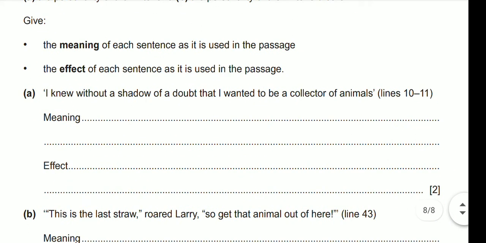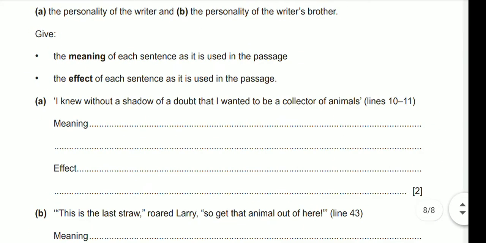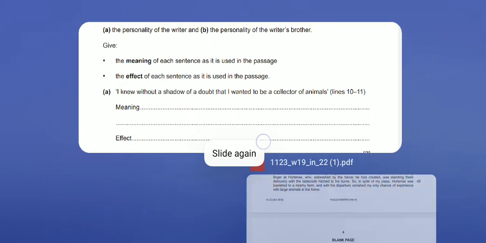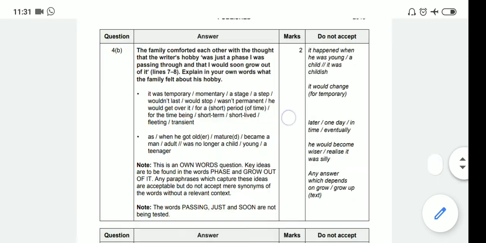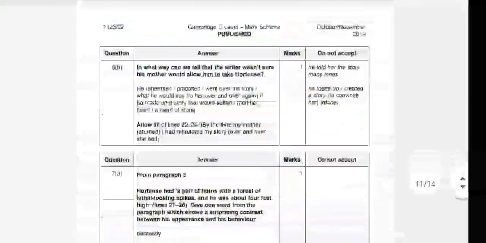The sentence is: I knew without a shadow of doubt that I wanted to be a collector of animals, line number 10 and 11. The sentence is given: I knew without a shadow of doubt that I wanted to be a collector of animals, line number 10 and 11. And if we see the marking scheme of this, we will see the answer in that. Question number 10.